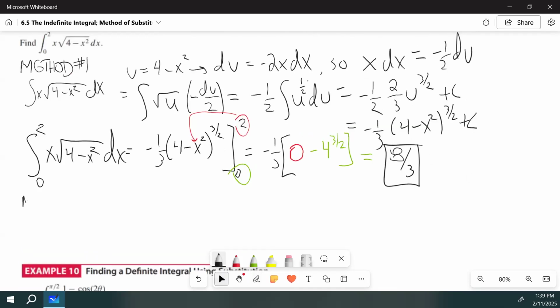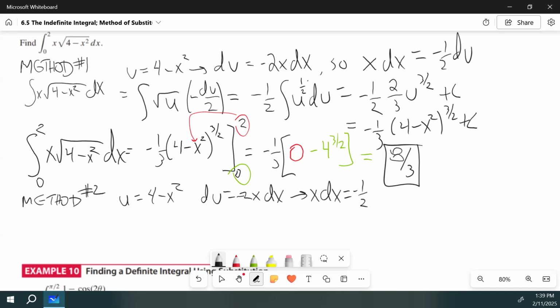Method two, what we do is we find the definite integral directly by making substitution of the integrand and changing the limits. So again, if I let u equal 4 minus x squared, du is negative 2x dx. So x dx is negative 1/2 du. Now, the lower limit of integration was 0.